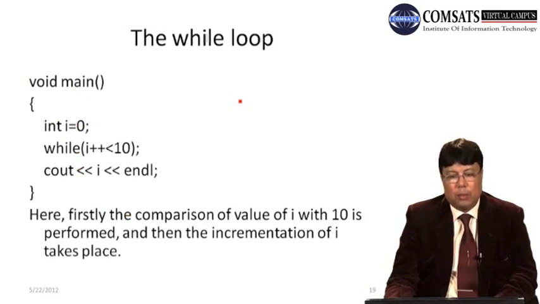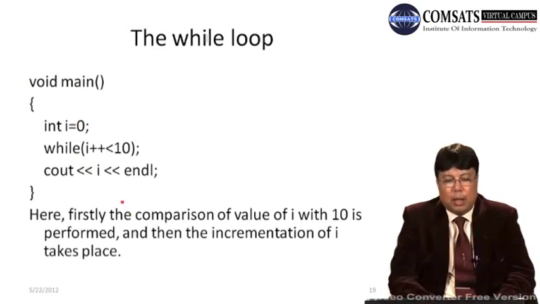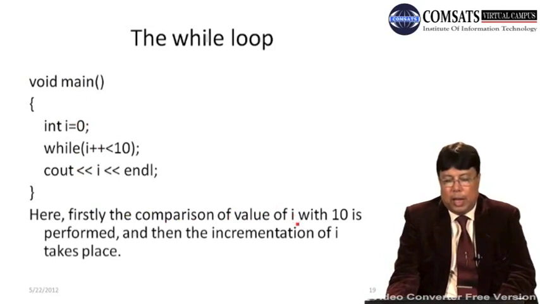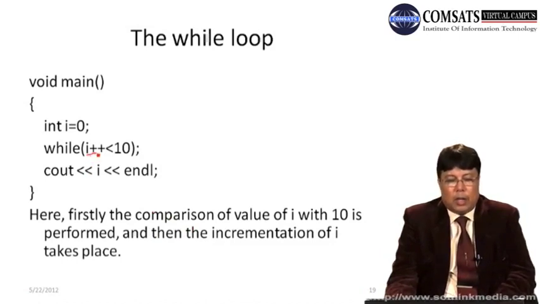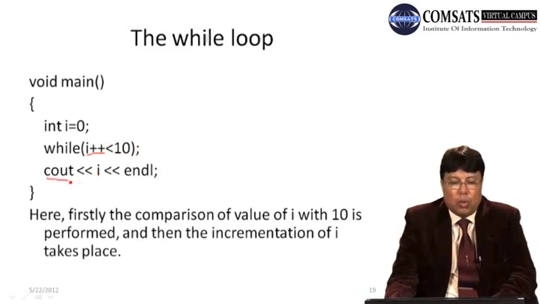So we have learned all these ways through which we can update the loop variable or the loop counter. Once again, the same error we have put up here. First, the comparison of the value of I with 10 is performed, and then the increment of I takes place here. It will execute. Why? Because within this body of the loop, although you have put a semicolon here, it is not going to print the value of I each time this loop is executed.